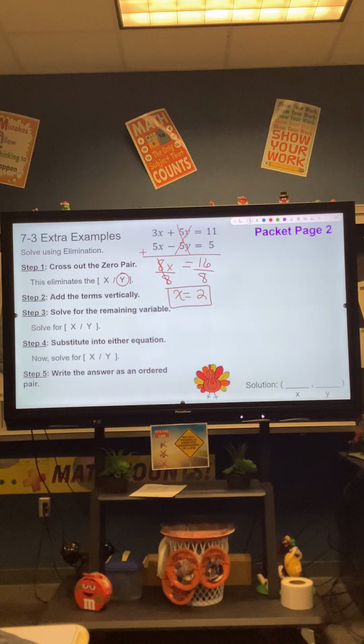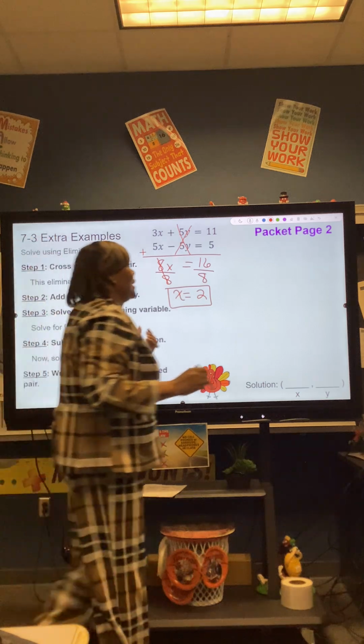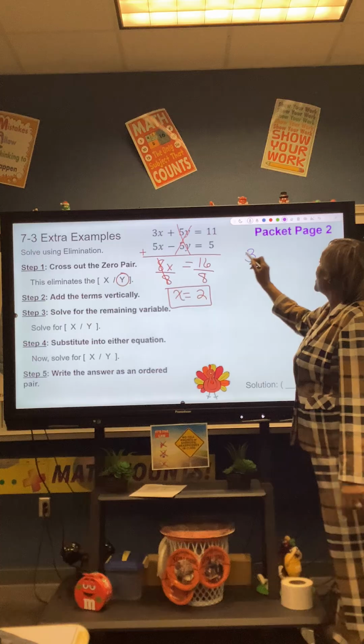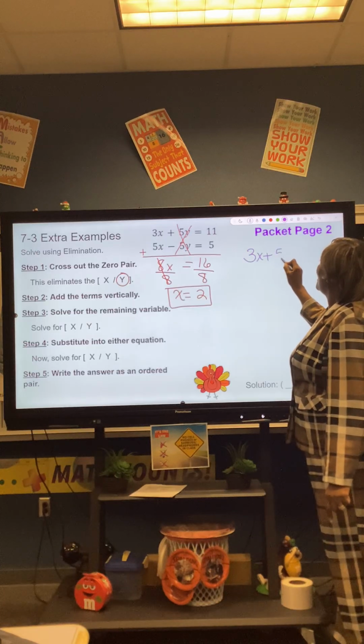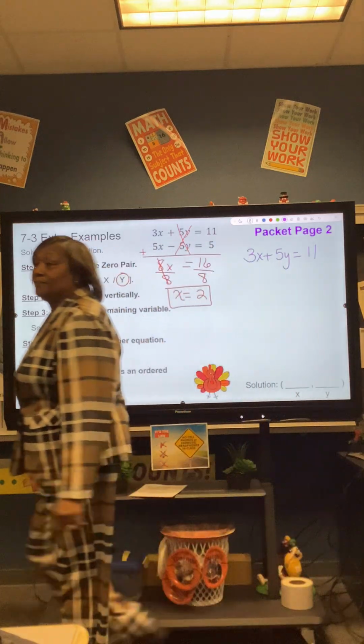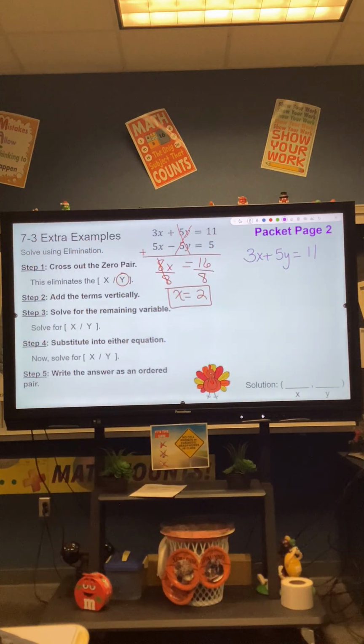Does it matter which one you use? No. Pick one. Okay? I'm going to take the top one because they're positive numbers and that's just the way I am. Here's what you need to do. 3x plus 5y is equal to 11. Rewrite the equation. Do yourself a favor and rewrite the equation. Justin, you with me?